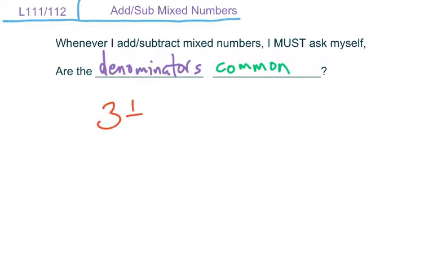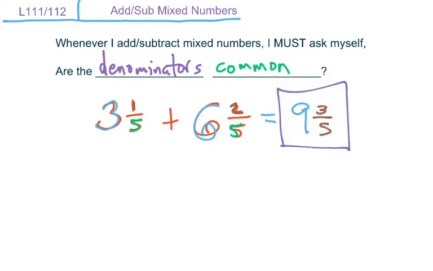So let's say I had this problem, 3 1/5 plus 6 2/5. Always focus on those fractions first. And your first focus should be, are the denominators common? So I look at the denominators of 5 and 5. They are common. Then I'm somewhat on easy street. I can do my 3 plus 6, which is 9, and then my 1/5 plus 2/5, which is 3/5. Nice and what I call easy street, at least in comparison to other things they might throw out at us.